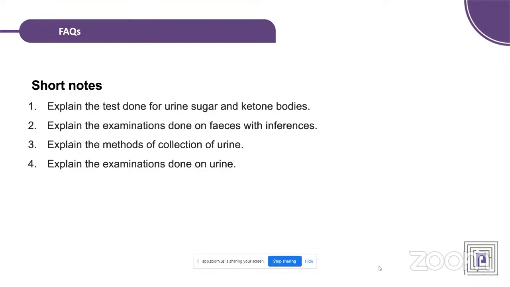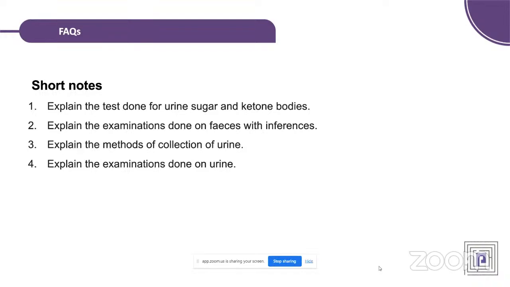The basic principle of this test is that the ketone bodies, that means the acetoacetic acid and the acetone, which are excreted in the urine, if present in the urine, will react with the nitroprusside which we add in this test in the alkaline solution to form a purple colored ring or complex around the urine sample. So this is the basic principle of this test.